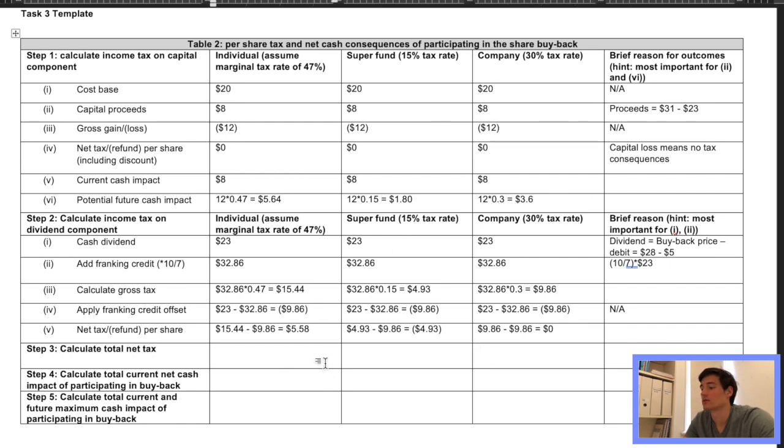All right, so total net tax. So essentially we're going to use this number here. We're going to use this number here and this number here. So, and on to the next bit.